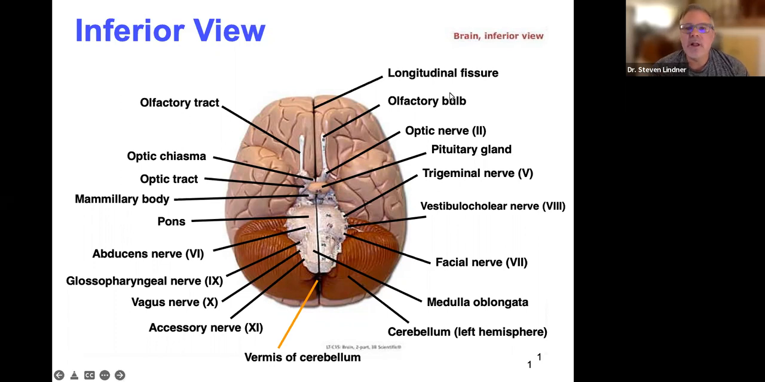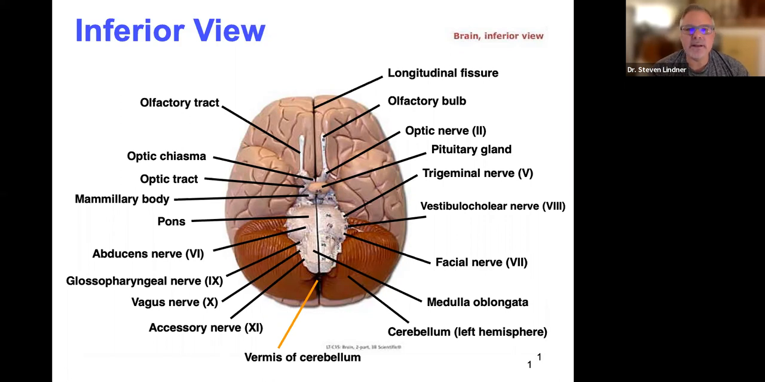So you'll see on this picture, for example, optic nerve 2 or trigeminal nerve 5, facial nerve 7, vagal nerve 10, glossopharyngeal 9, abducens 6. So you want to be able to know them by name and Roman numeral. And there's a few ways of doing that. There's a simple mnemonic that I learned, and I'll share it with you.